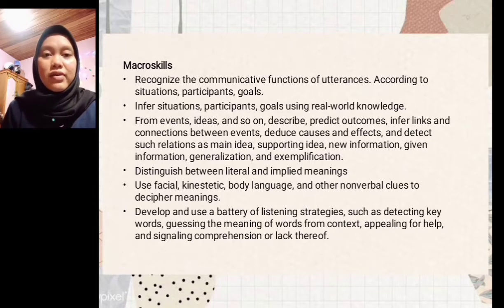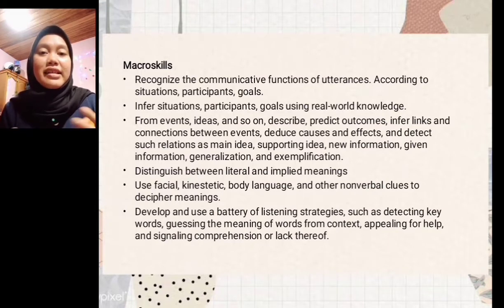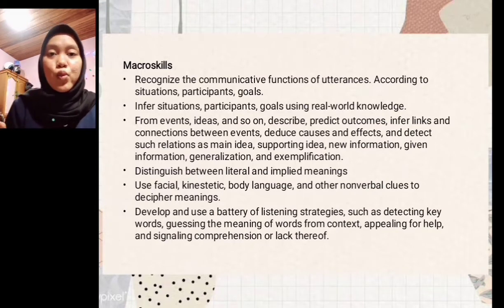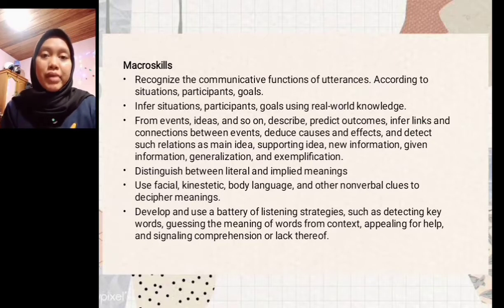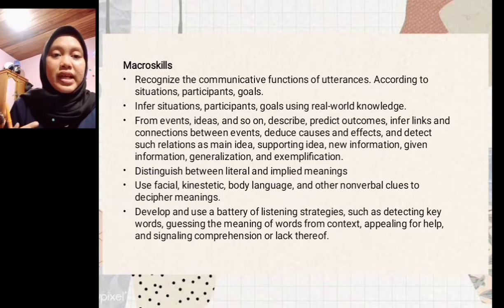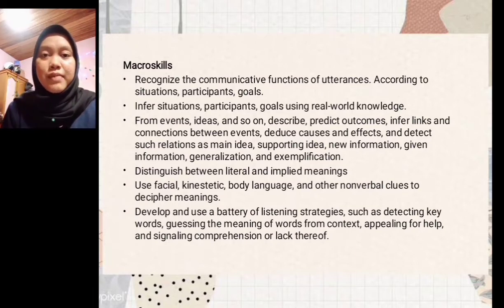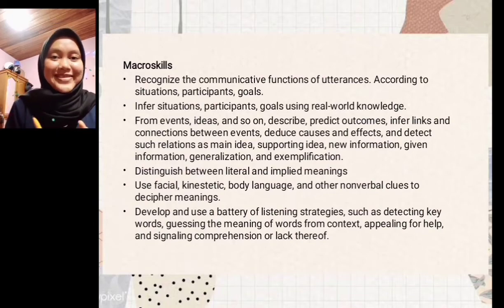Jadi micro skill listening ini lebih ke skill ke dalam. Jadi di sana saat kita mendengarkan sebuah soal listening, kita akan memperhatikan gerak tubuh dari si pembaca, seperti ekspresinya seperti apa, gerakannya seperti apa, berapa jumlah partisipannya, seperti itu. Baru kita bisa memahami isi dari listening tersebut.